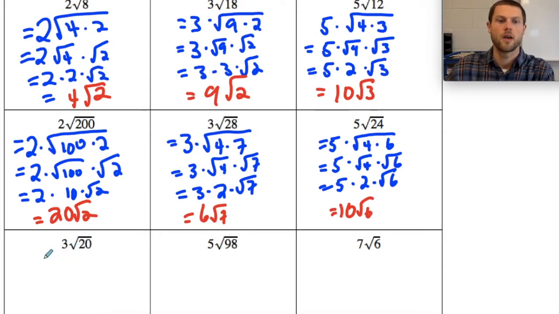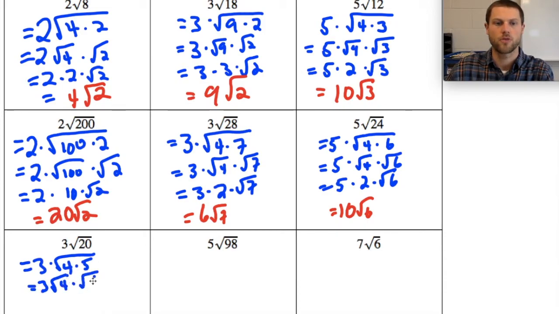Last three here. 3 times the square root of 20 is simplified down to 3 times the square root of 4 times 5, which is going to equal 3 times the square root of 4 times the square root of 5, which will equal 3 times 2 times the square root of 5, with a final answer of 6 times the square root of 5.